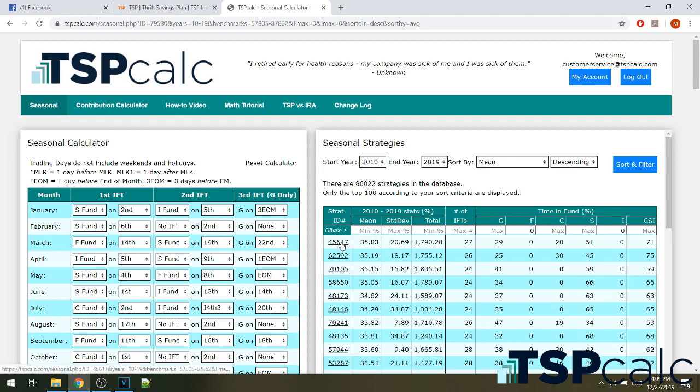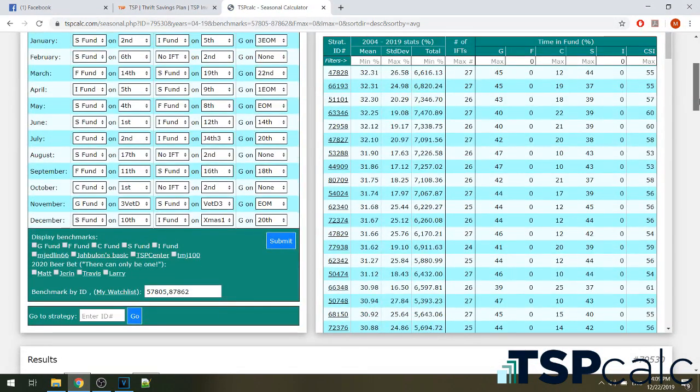Okay, now look, 0F and 0I, and we are looking at strategies sorted by mean descending. So the highest mean for 2010 through 2019 is this strategy, 45617. If I wanted to see all available data years, then the highest mean is 47828 with 0F and 0I. And that's it. That is the gist of the seasonal calculator.